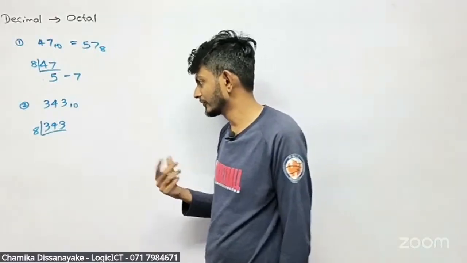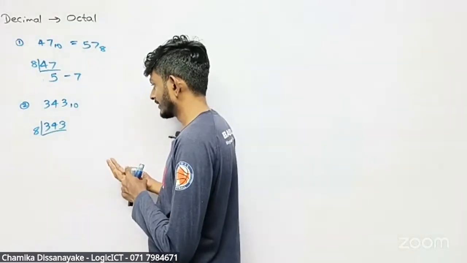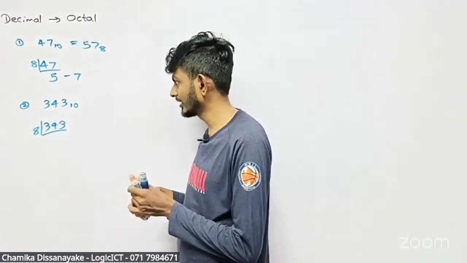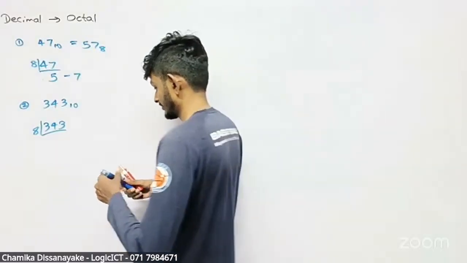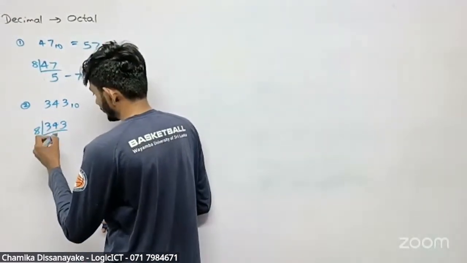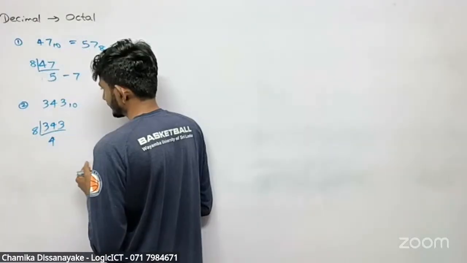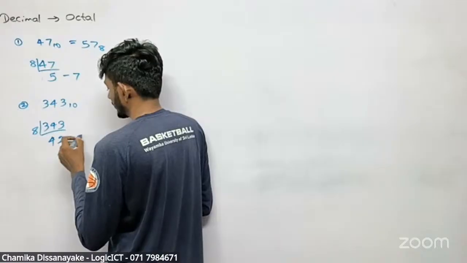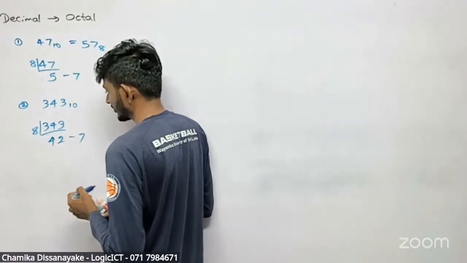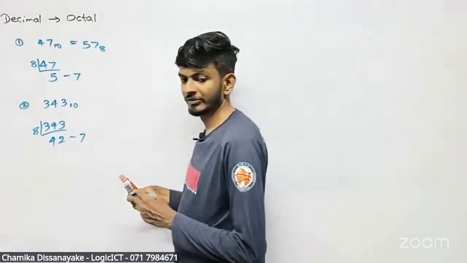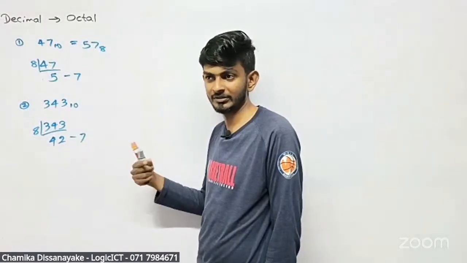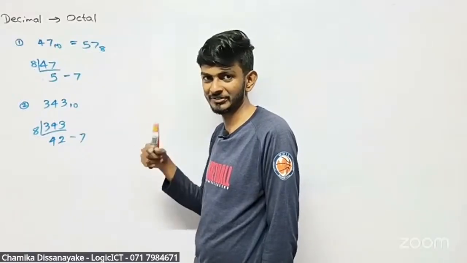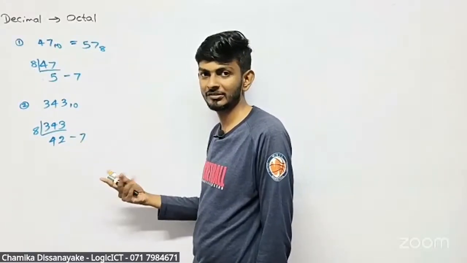Let's see, 34. For 32, we have 4. So here 4, with 2 remainder, 23. We have 2, 7 remainder, no? Is it okay? I'm doing the mathematics in my mind. If it is wrong, or if you got another answer, just tell me.